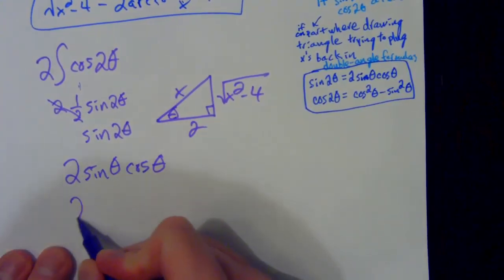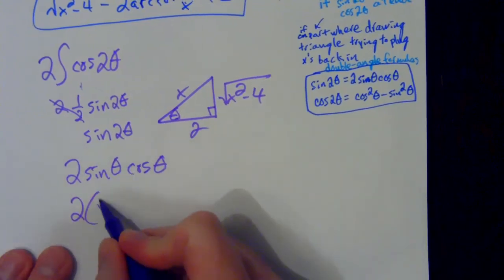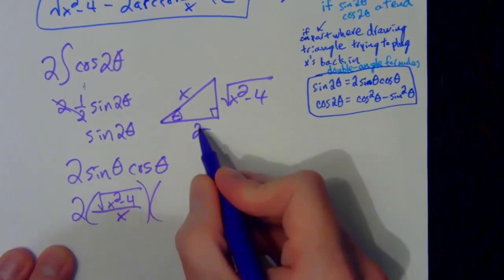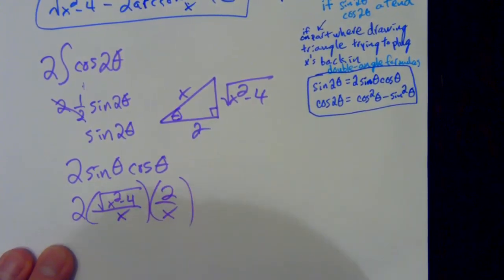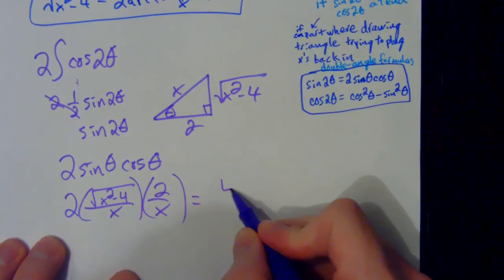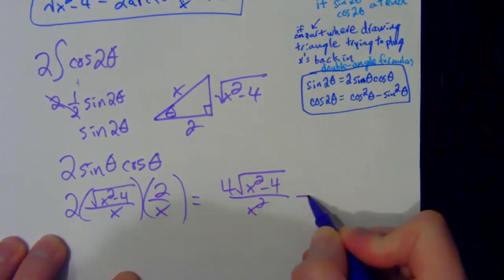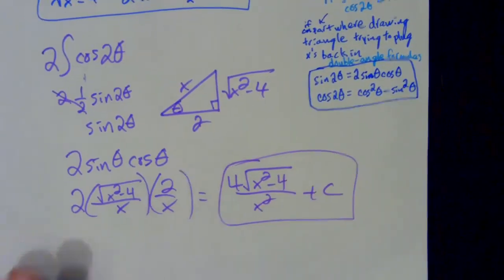So then you would just do a SOHCAHTOA, right? Sine of theta would be opposite over hypotenuse, and then the cosine theta would be adjacent over hypotenuse, and that would have given us a 4, a radical right there, that x squared, and then you got that plus c.